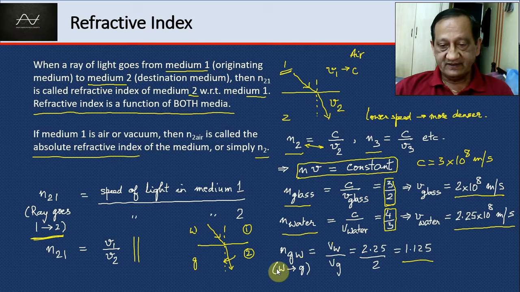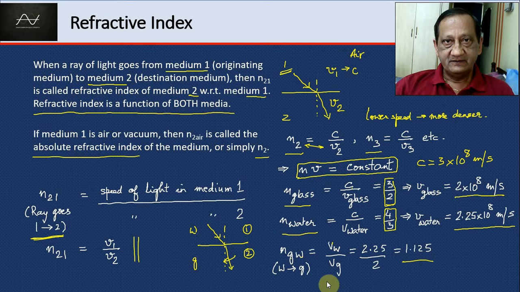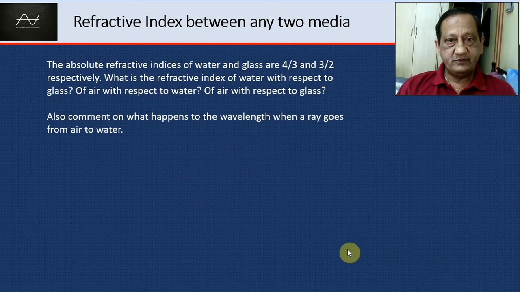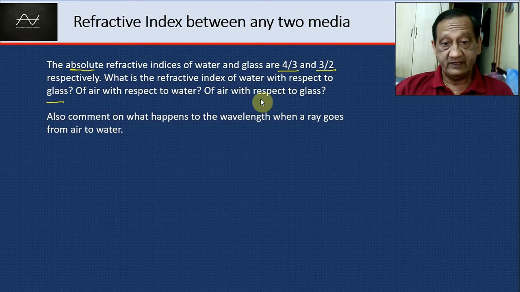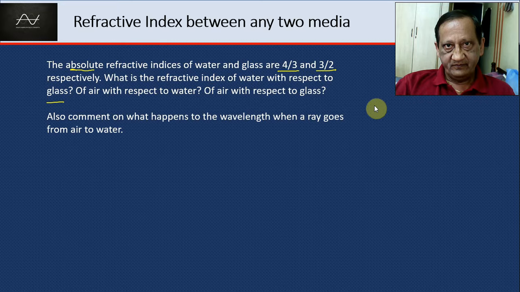So like this, we can compare the velocities of light in any two media, or we can calculate the refractive index of any medium with respect to any other medium. Between any two media, suppose the absolute refractive indices of water and glass are known, 4 by 3 and 3 by 2. What is the refractive index of water with respect to glass, or air with respect to water, or air with respect to glass? And also comment on what happens to the wavelength when a ray goes from air to water.